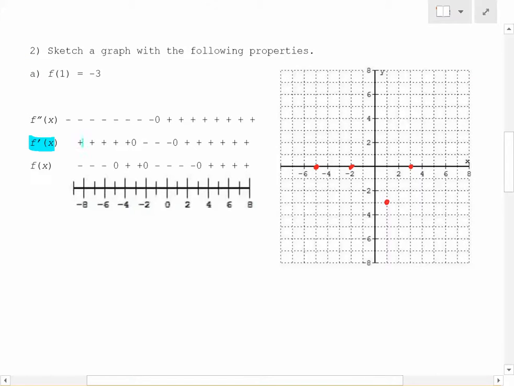The derivative is going to be positive all the way to where? To what? To negative 3. So all the way up to negative 3, what is this thing doing? It's rising. It's rising to negative 3. So all the way to negative 3, it's rising. And then what is it doing?